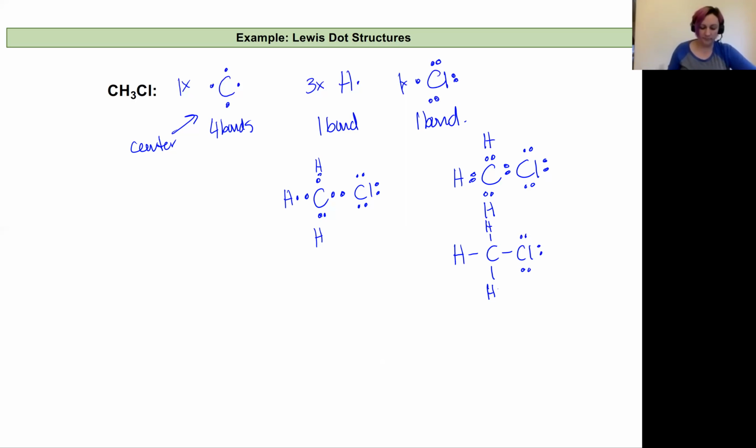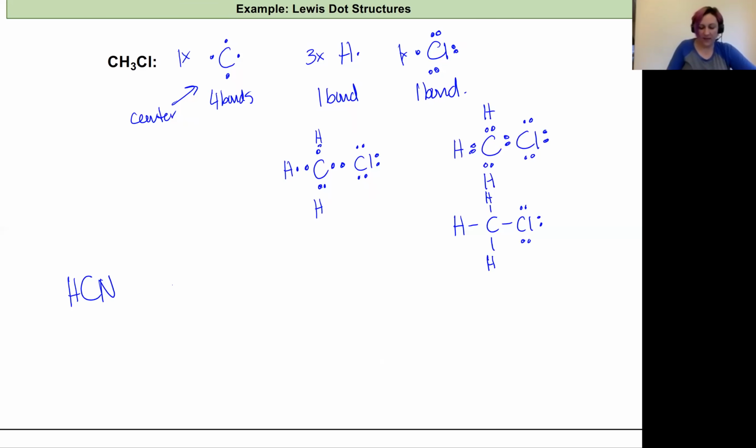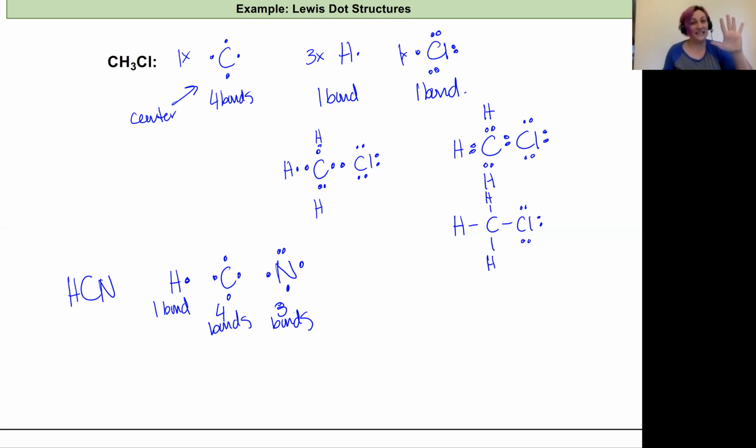Let's do HCN, cyanide, or hydrogen cyanide, sorry. Okay, so for this one, I have a hydrogen. I have just 1. I have 1 carbon, and I have 1 nitrogen. Now, my hydrogen needs 1 bond to get to 2. My carbon needs 4 bonds, and my nitrogen needs 3 bonds. It has 5 valence electrons. It needs to get to 8, so it needs to take on 3 more bonds to be able to do that.